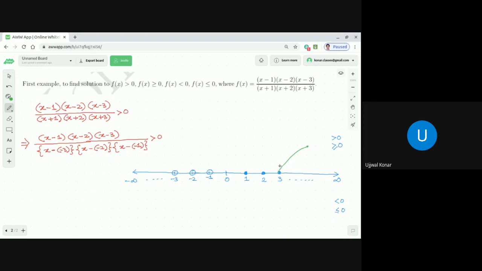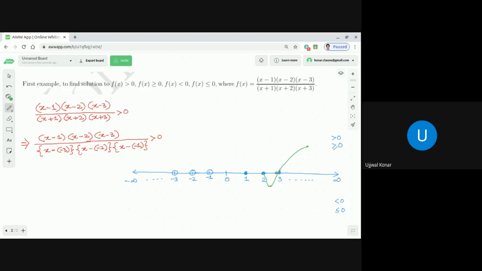X minus 3 power is what? X minus 3 power is 1. 1 is odd. Hence I will cross the number line and go up and go down and then go up to 2, because x minus 2 is the next one. Now I said what? X minus 3 power is 1, which is odd. That's why I crossed the number line.